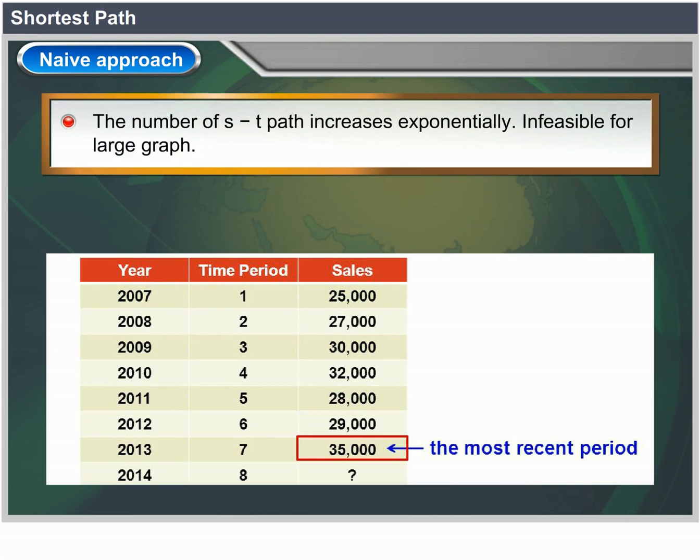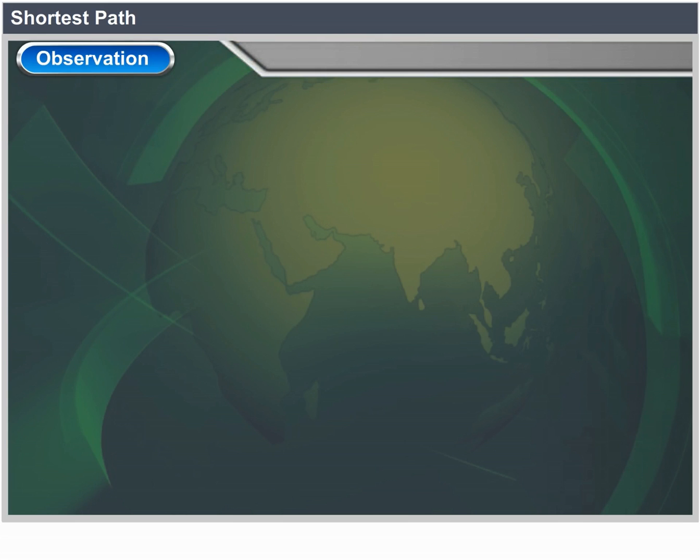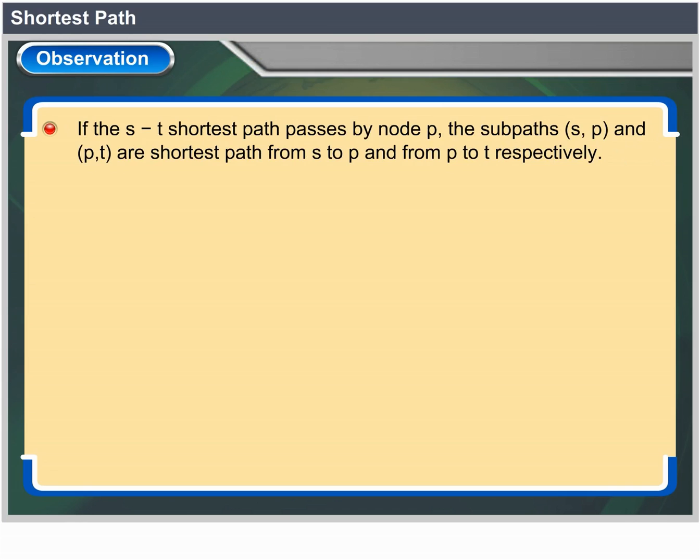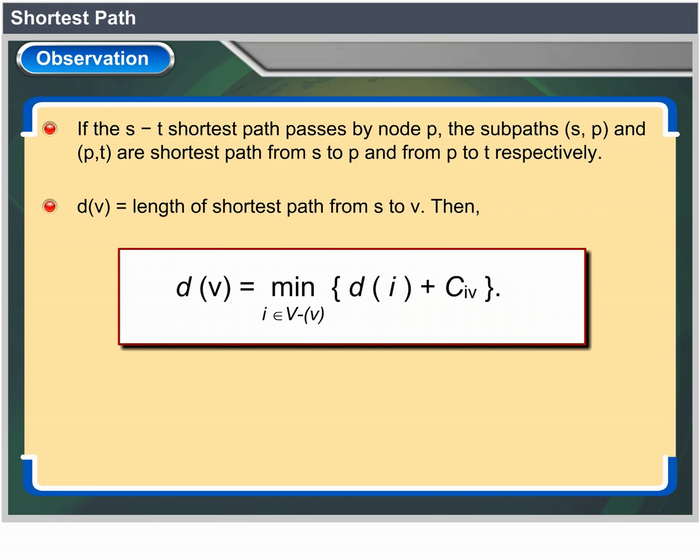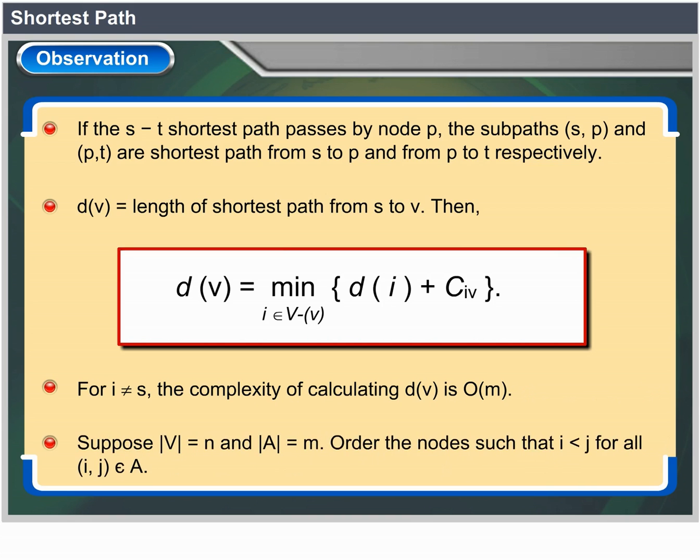Observation: if the S to T shortest path passes by node P, the subpaths S to P and P to T are shortest paths from S to P and from P to T respectively. D(v) equals the length of the shortest path from S to v. Then D(v) = min over i in V minus {v} of D(i) + Civ, for i not equal to s. The complexity of calculating D(v) is big O of m. Suppose |V| = n and |A| = m. Order the nodes such that i < j for all (i,j) in A.